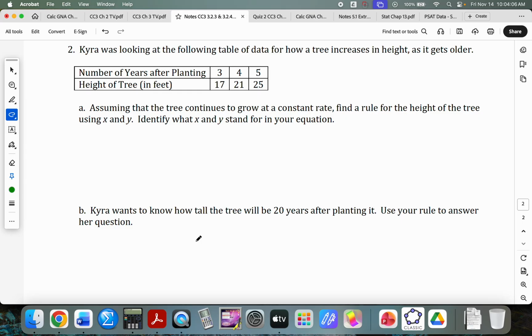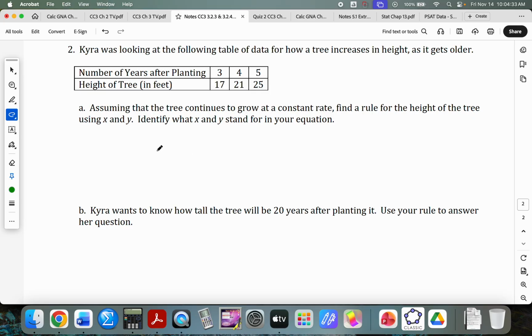All right. So Kira was looking at the following table of data for how a tree increases in height as it gets older. Assuming that the tree continues to grow at a constant rate, they don't, but we'll assume that. Find a rule for the height of the tree using x and y. Identify what x stands for and what y stands for.